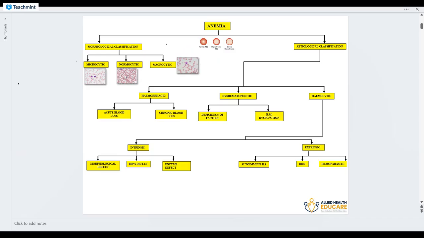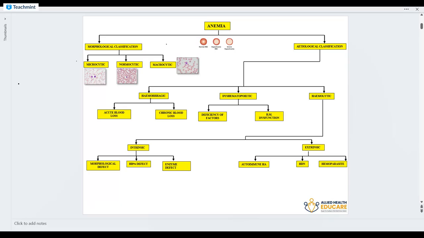The first slide depicts anemia. What is anemia? You all may know what is anemia. Anemia means the deficiency of hemoglobin. When the hemoglobin value goes below 13 gram per dl in case of male, and in case of female, when hemoglobin goes below 12 gram per dl, then it is termed as anemia.